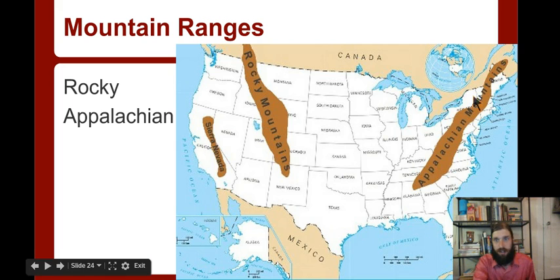Now, mountain ranges. Appalachian Mountains in the east, we've talked about them. They blocked the 13 colonies from spreading west. And the Rocky Mountains. Oh, remember that map, the population map, when there's almost nobody living in this area? It's because it's the mountains. People can't live on the mountains, all right?